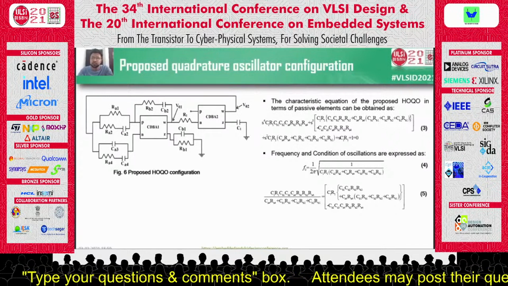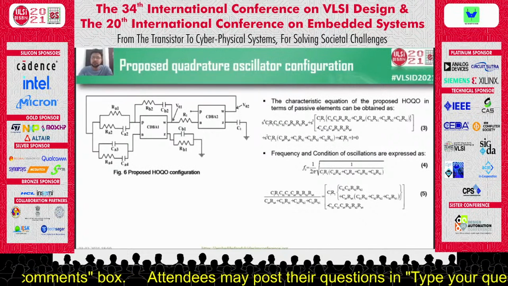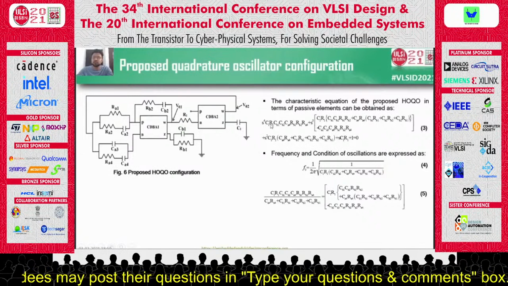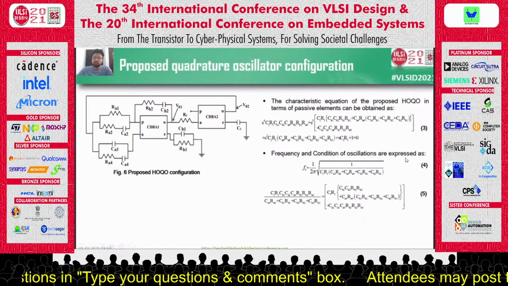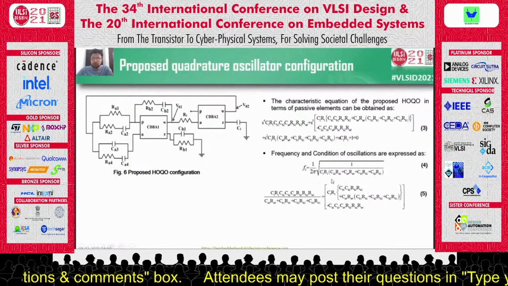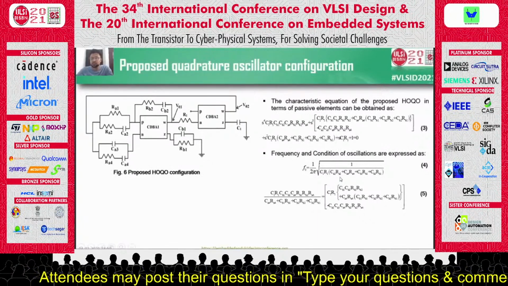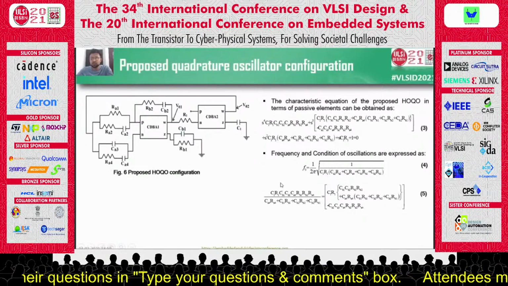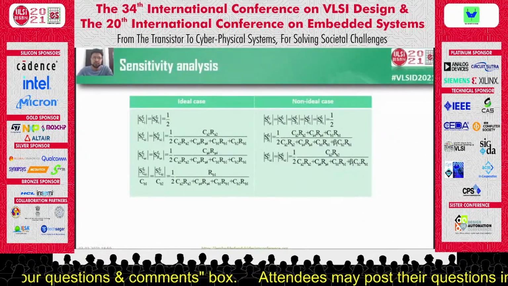So the characteristic equation of the proposed quadrature oscillator in terms of passive elements can be obtained from the RC decomposition technique, which is this transfer function. Also the frequency and the condition of oscillation are expressed in equation 4 and equation 5. By the proportioning of the CA2 and RA2, we can electronically control the frequency of oscillation. Also, by the proportioning of the C1 and R1, we can control the condition of oscillation of the proposed higher order quadrature oscillator configuration.